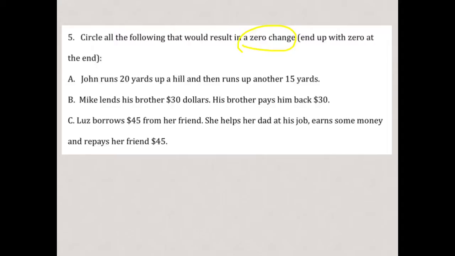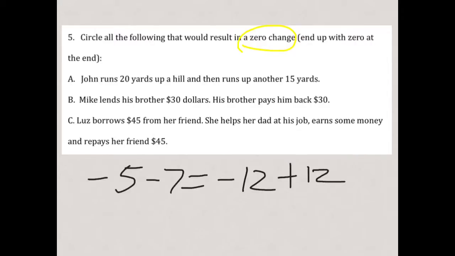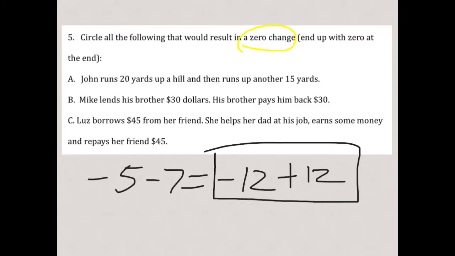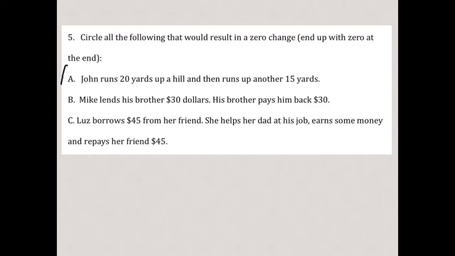Now, I know we had a question a couple times. I mentioned a football player, say he loses 5 yards, then he loses 7. Well, he lost 12 yards. And the question was, what does he need to do to go back to where his team started? Well, he would have to gain 12 yards or add 12 yards because he lost 12. Well, negative 12 plus 12 would be 0. Okay, so let's look at each question. Let's look at A.